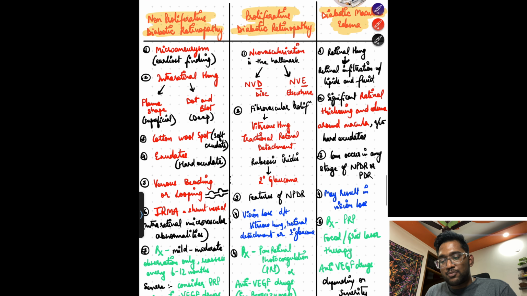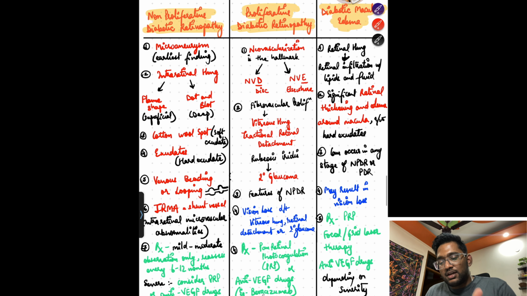Then we will look at proliferative diabetic retinopathy. Now the hallmark for this type of diabetic retinopathy is neovascularization. Now this can occur in two forms. It can be neovascularization of the optic disc, that is NVD, or it could be neovascularization elsewhere along the fundus, that is NVE.